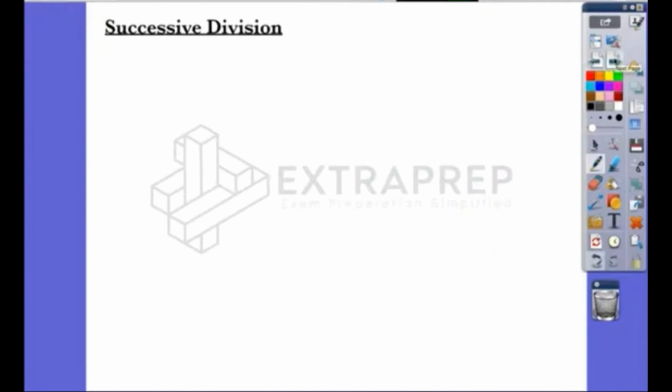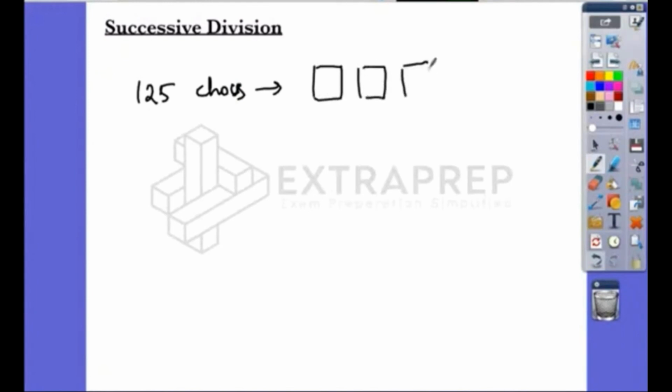Successive division. There's something called successive division that you'll have to understand. For example, I have 125 chocolates with me. I will have to divide these 125 chocolates among 3 sections ABC. How many chocolates will each section get? If I have to divide equally, 41, 41, 41, 2 are left. We'll look into that later.